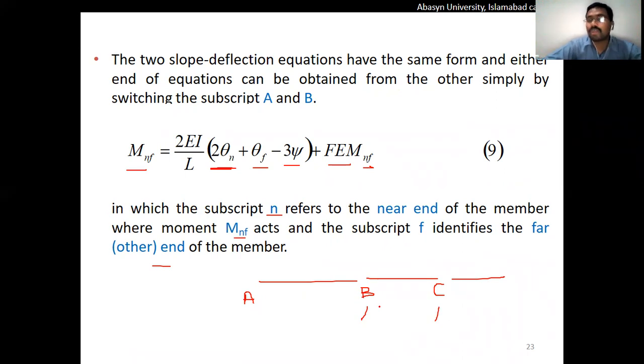Later, once we have the values of these moments, we can use the equation of compatibility to calculate the values of the moments. When we have the value of the moment at one end, indirectly we have calculated one redundant, and we have reduced the indeterminacy of the structure. As the structure becomes determinate, we can apply the equations of equilibrium to find the reactions, the axial force diagrams, and the bending moment diagrams.